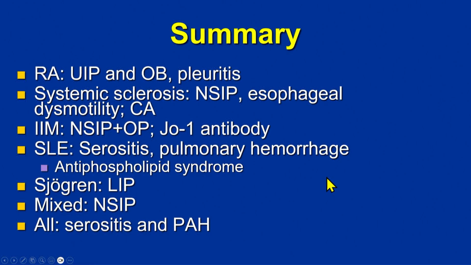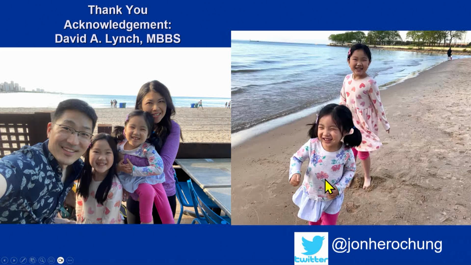Remember, in lupus, they really don't develop interstitial lung disease, but look for other things like serositis or pulmonary hemorrhage. Sjogren syndrome, LIP is what I most commonly see, which most often manifests as a cystic lung disease, but you can get NSIP as well. Mixed connective tissue disease, look for that NSIP pattern, and in all patients, look for, again, examples of serositis and pulmonary hypertension.